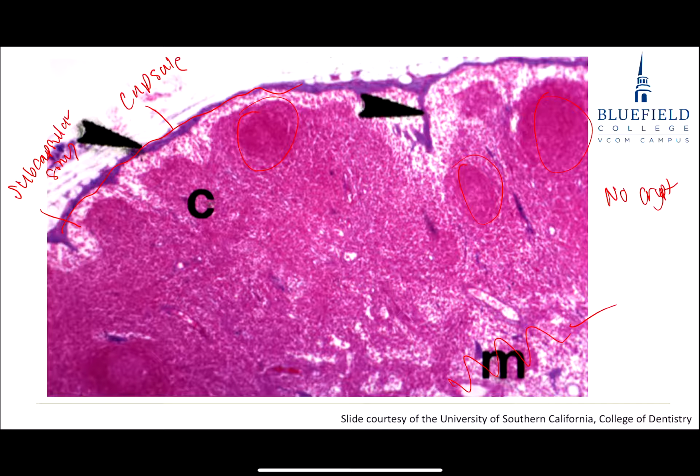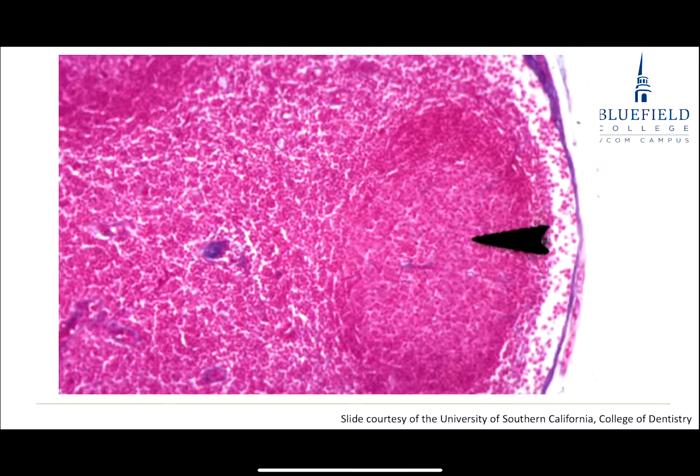Here's one higher power magnification. Nice big nodule right here with a germinal center to it. A little tiny bit of a nodule up here in the upper left-hand corner, with tons of diffuse lymphatic tissue. When I look towards the surface, I see a capsule, a subcapsular sinus. That tells me I've got to be in a lymph node. Nothing else has a subcapsular sinus to it.